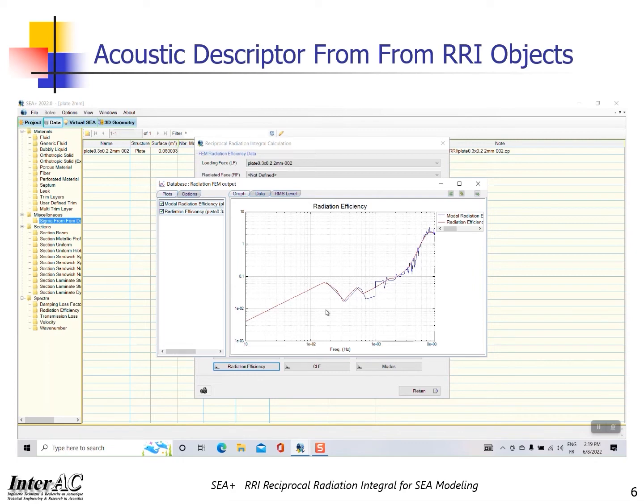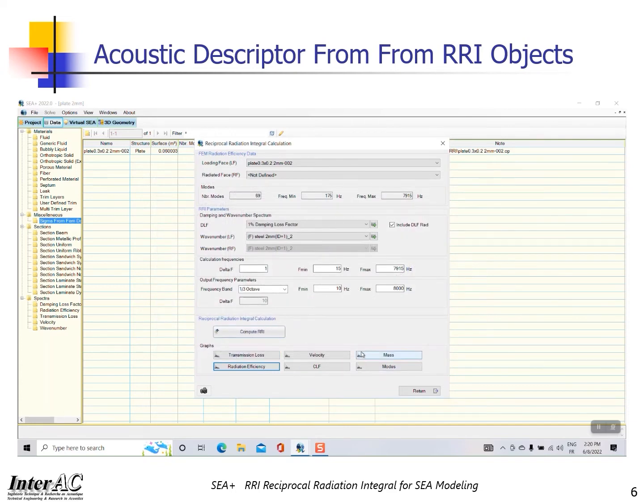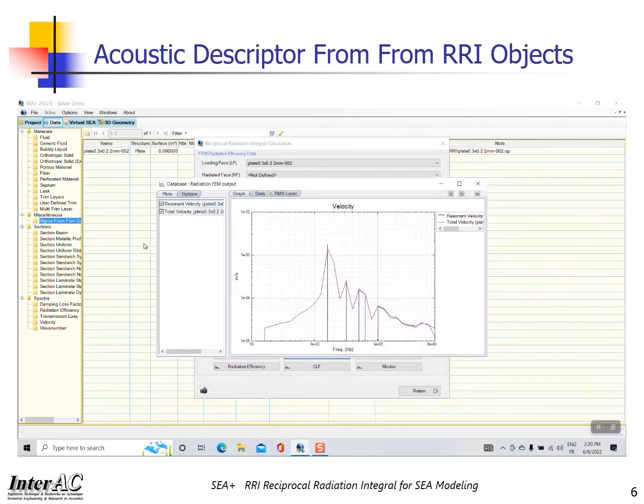Of course, we have radiation efficiency. We have two different plots. One is the modal radiation efficiency. That means each mode at its resonance frequency radiates energy, so it's a peak. The second is, in each band, the radiation is the average of the modal radiation efficiency computed from the RRI radiation efficiency tab. And the results in that case are not too different.